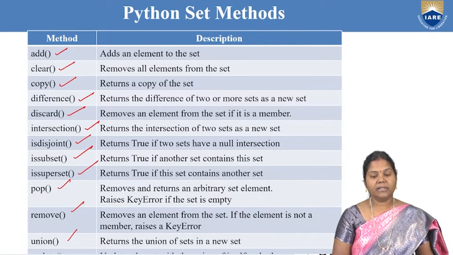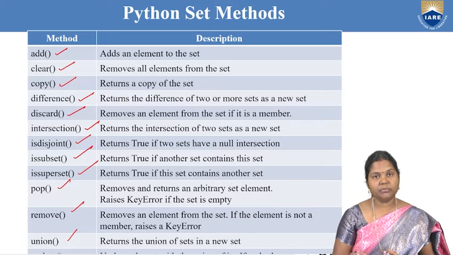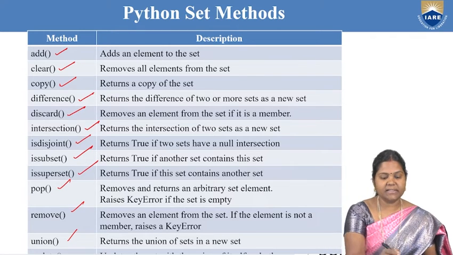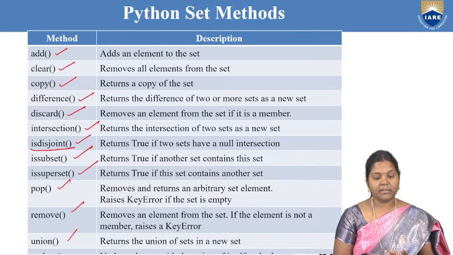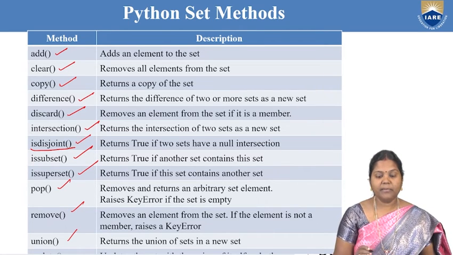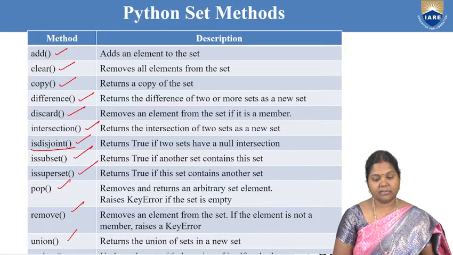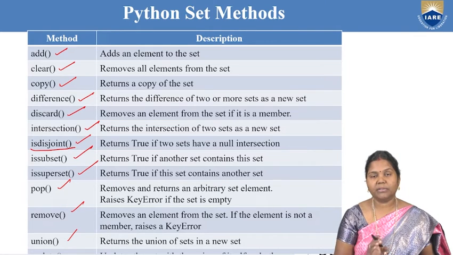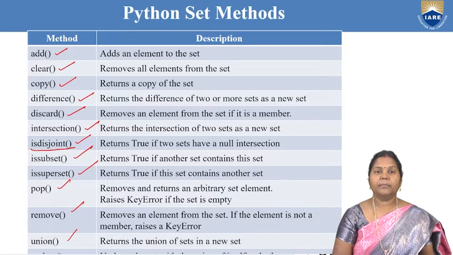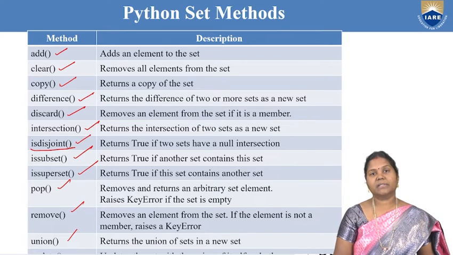So these are some of the set methods. Whenever you use them, you will understand. What is disjoint? For example, isdisjoint. This particular method will return true or false. If two sets have a null intersection, it will return true. That is, if there is no common intersection part, then we say both are disjoint sets. If they have any common elements, then we say that it is not disjoint. So this method will return true or false based on the values present in the sets.